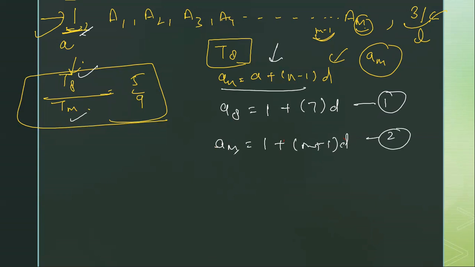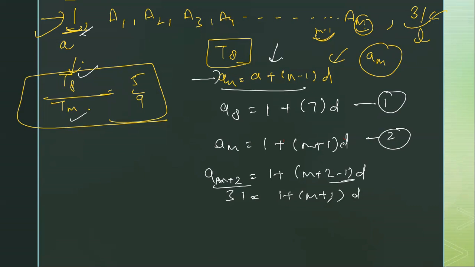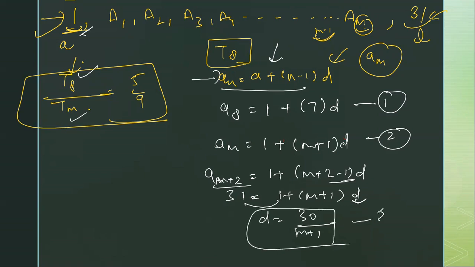Okay, second equation. Now I have the last term also. How many total terms did I tell you? M plus 2. So the last term will be the (m plus 2)th term. So I also want to apply this formula for a_(m+2), which equals a, which is 1, plus (m plus 2 minus 1) times d. What is a_(m+2)? The value is given, 31. So 31 equals 1 plus (m plus 1) times d, because 2 minus 1 is 1. So what is the value of d? I can find d here. So this is 30 over (m plus 1). Okay, so third equation. Now I just have to use these 3 equations and this ratio to find the answer.